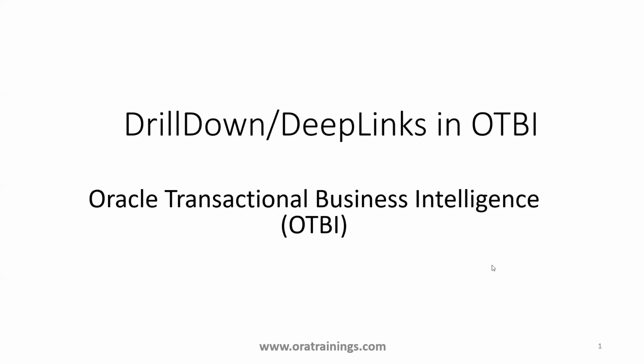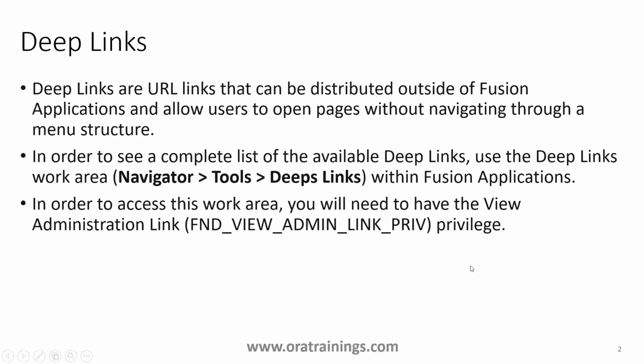In this session, we'll discuss deep links or drill down links in Oracle OTBI. So what are these deep links? Deep links are nothing but a URL which Oracle provides, using which you can navigate to the Fusion application transaction directly. It has a specific format, and if you want to view the list of deep links which are available, you just need to make sure that you have this particular privilege, and using it you can find all the deep links available in the Fusion application.